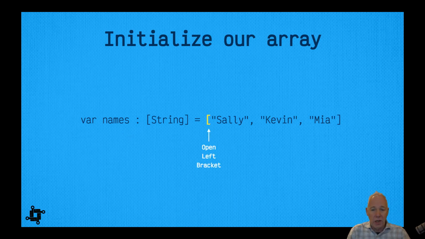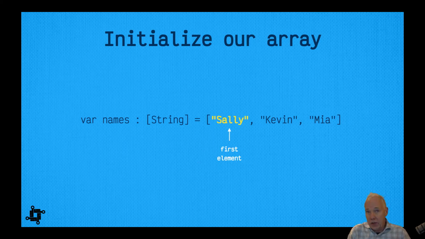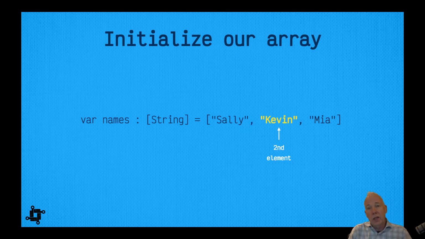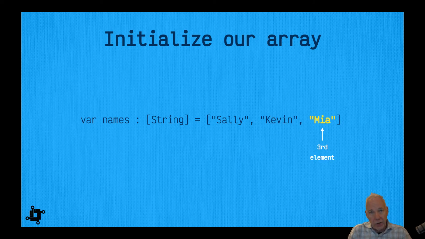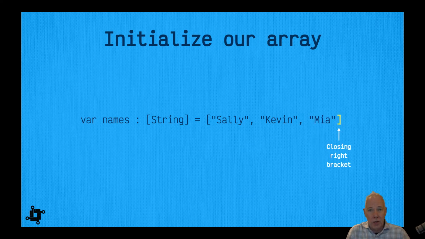And to do that, we start with an open left bracket to do the initialization. We then give it our first value. We then follow it with a comma. We then do a second value, follow it with a comma, and then a third value. And then if it's the last value, we don't put another comma in. We just leave it off, and we close it with a right square bracket. So we could list as many things as we wanted to in here, from 1 to 1,000 different names if we wanted to. And we just keep listing them out, putting commas between each one.